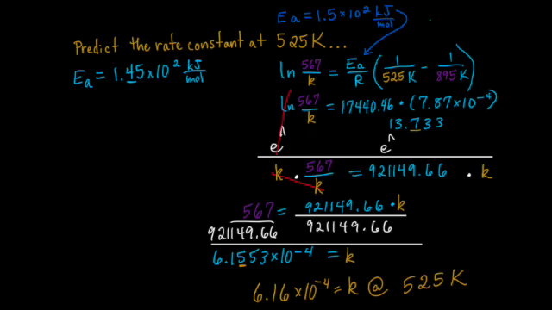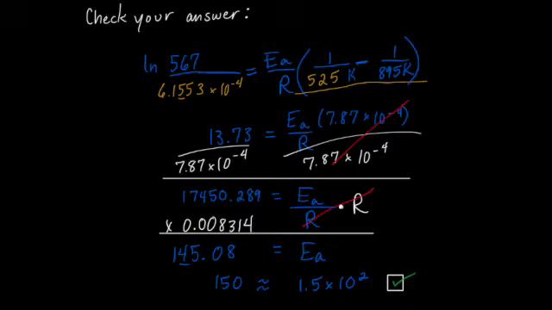We can predict the rate constant for the new temperature by using the activation energy that we found in the previous example. We can use the Arrhenius 2-point form equation to solve for our rate constant. We can also check our answer by plugging it back in, solving for our activation energy. Did you get the same answer?